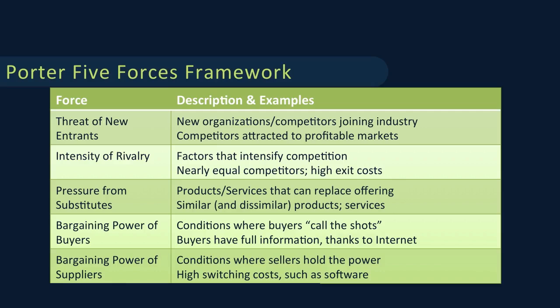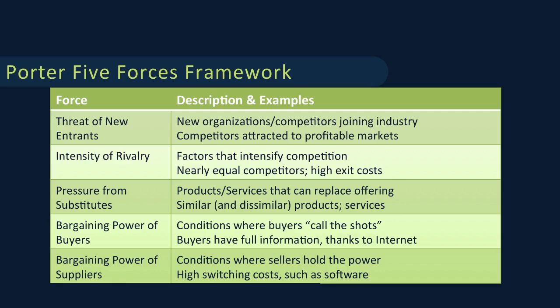The second force is intensity of rivalry, where nearly equal-sized competitors act as rivals and can dominate industries. The third force is pressure from substitutes, where buyers see other products and services as acceptable replacements for company offerings. The fourth force is the bargaining power of buyers, where buyers are in a position to demand price concessions. For example, the internet has increased the power of buyers for many industries because buyers now have much more information. The fifth and final force is the bargaining power of suppliers, where sellers are in a powerful position. This can be viewed as the opposite of the previous force.